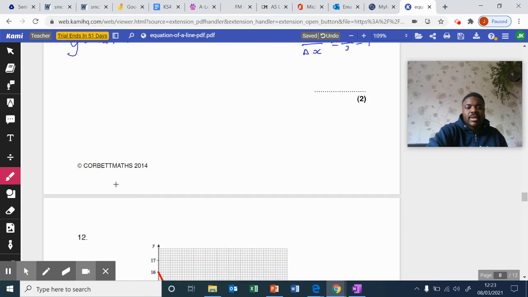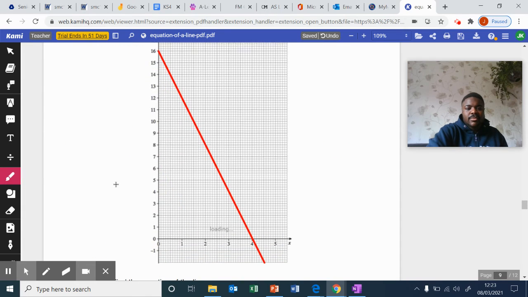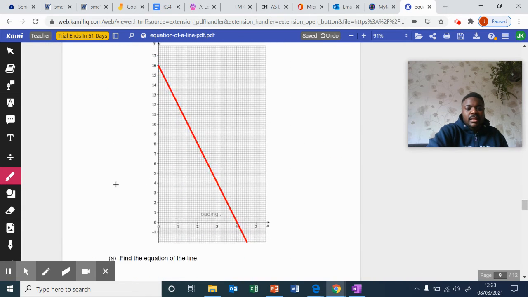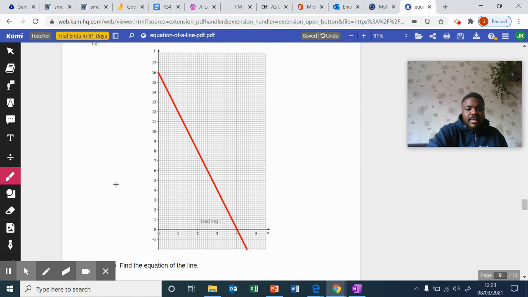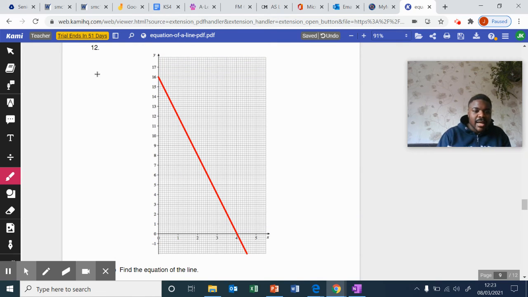Let's look at another example, guys. Okay, so again, we can see here, we're going to find the equation of this line. So we have y equals mx plus c. We can see it goes through the y-axis at 16. So y equals mx plus 16. And then we just need to work out the gradient. Well, I'm going to pick this point 0, 16, and this point 4, 0.